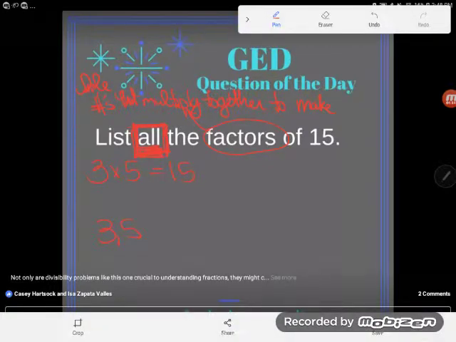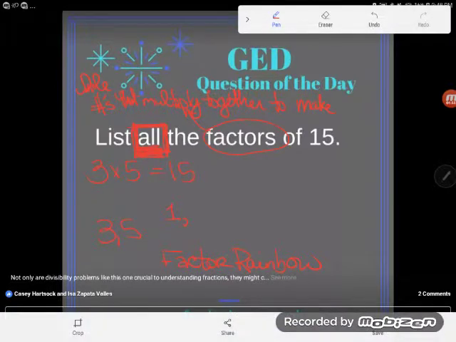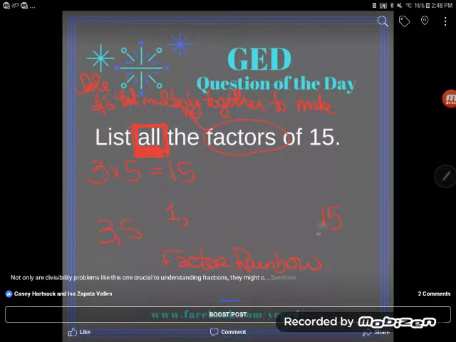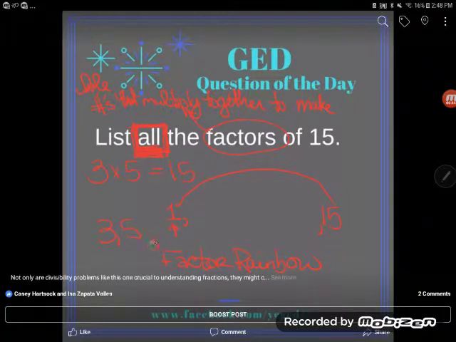So really super important, I like to use a method I call the factor rainbow. I have a whole full-length video on this. If you need it, you can go check it out. But just a basic synopsis, the rainbow always starts with the number 1 because all numbers are divisible by 1. And it always ends with the number 15. And that's a factor pair right there, because I know that 1 times 15 would make 15. And so it always starts in 1, and it always ends in the number itself because every number is divisible by itself.